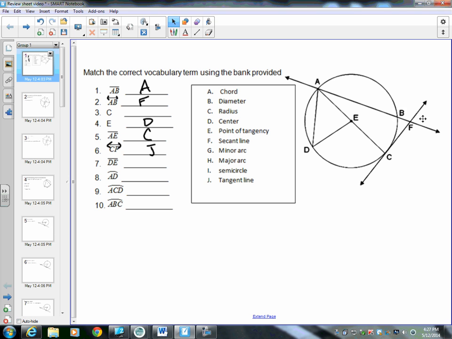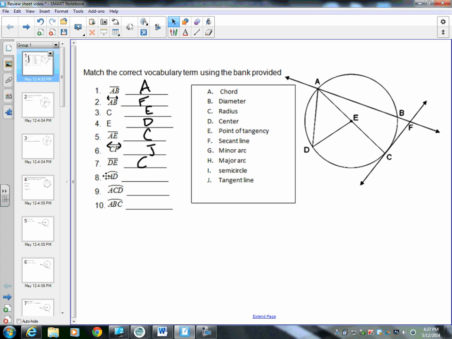So line CF is a tangent line because it intersects the circle exactly one time, and it intersects the circle at point C. That means point C, where the tangent line intersects the circle, is called the point of tangency. So we're going to come back to number three. We'll mark that the point of tangency, E. Number seven is segment DE. If it goes from the edge of the circle to the center, or vice versa, just like AE, this is also a radius.